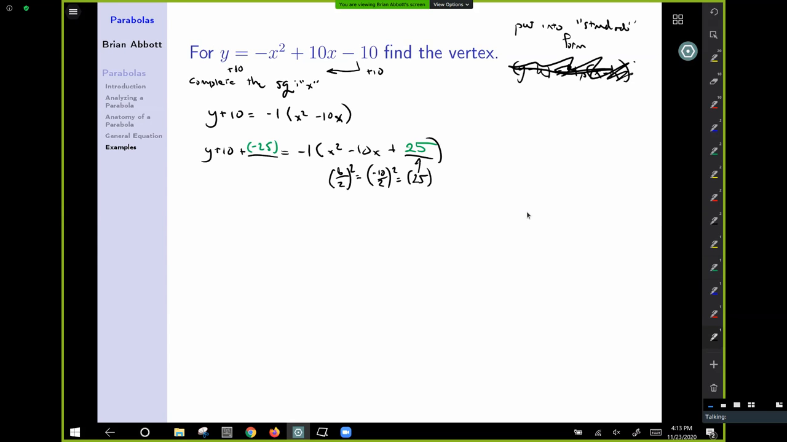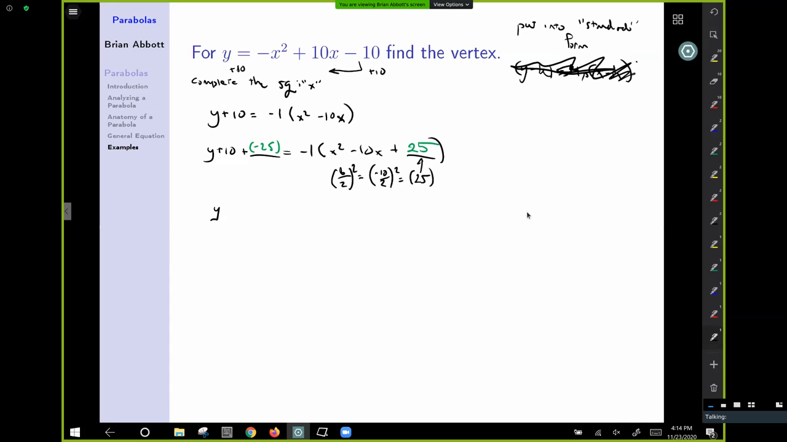Tidying up the left, we see that we have y minus 15 is equal to negative 1 times, now this thing is supposed to factor as a perfect square, x times x. What times what multiplies to 25 and adds to negative 10? Well, negative 5 and negative 5 are going to work in this case. So tidy it up further: y minus 15 is equal to negative (x minus 15) quantity squared.